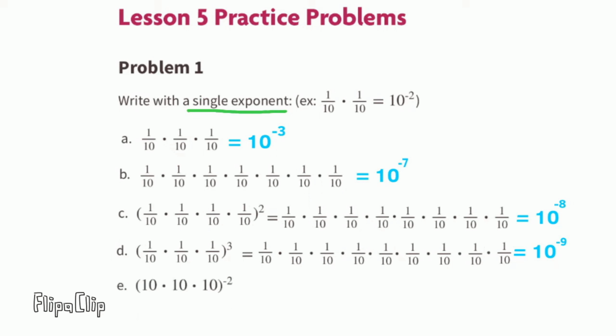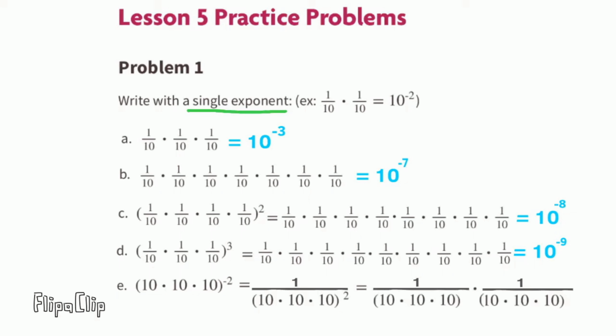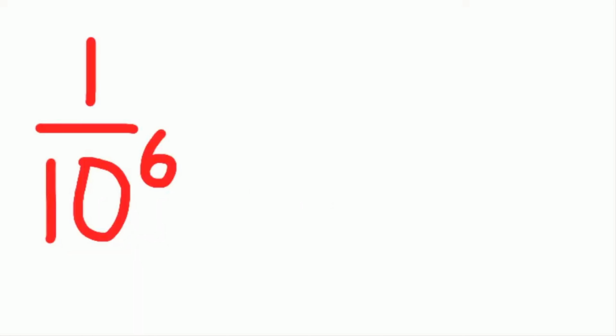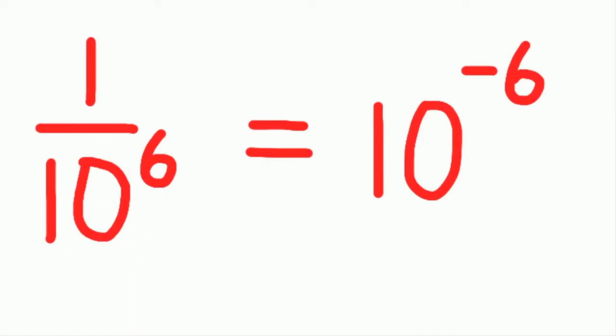E. 10 times 10 times 10 inside the parentheses, and outside the parentheses is the power of negative 2. That's equivalent to 1 over 10 times 10 times 10 to the power of 2, which is 2 groups of 1 over 10 times 10 times 10. So that would be 1 over 10 times 10 times 10 times 1 over 10 times 10 times 10, which is 1 over 10 to the power of 6. Written with a single exponent, that would be 10 to the power of negative 6. Once again, 1 over 10 to the power of 6 is equivalent to 10 to the power of negative 6.